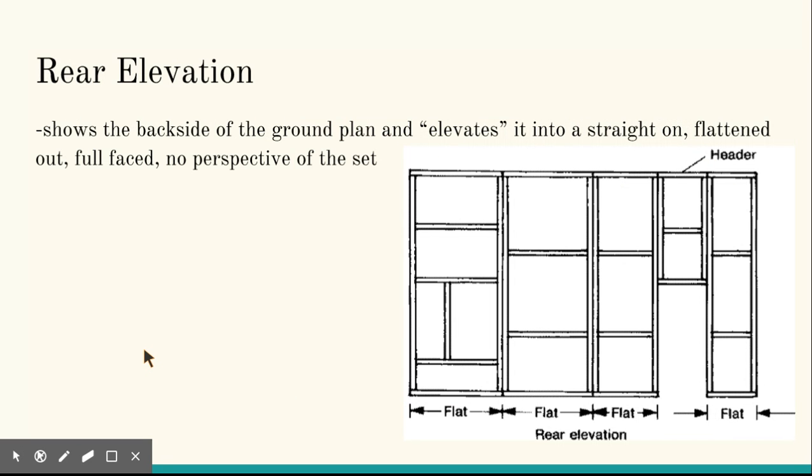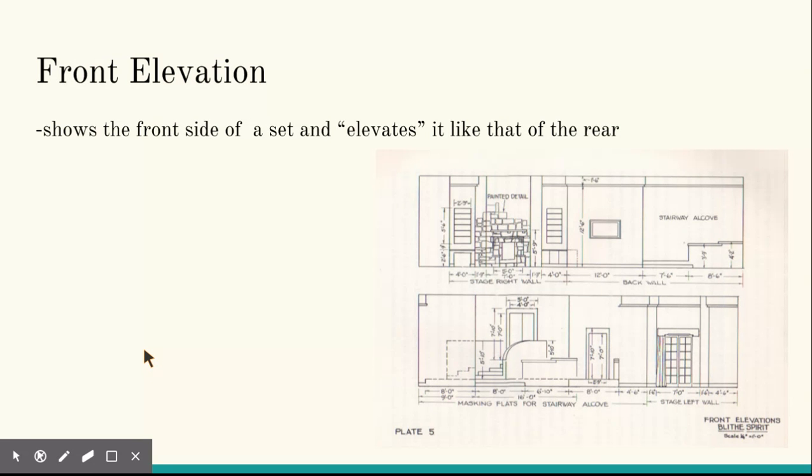The next thing you're going to do is the rear elevation. The rear elevation shows the backside of the ground plan and elevates it straight on, flattened, full face, no perspective of the set. Next thing you're going to draw is the front elevation. So it shows the front side of the set and elevates it just like that of the rear. So if you were looking straight on, what would it look like?